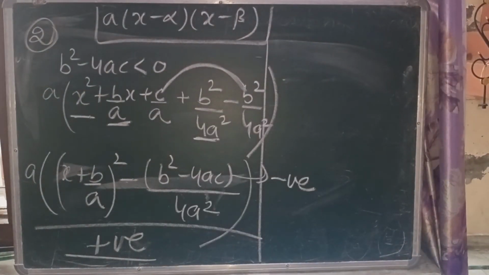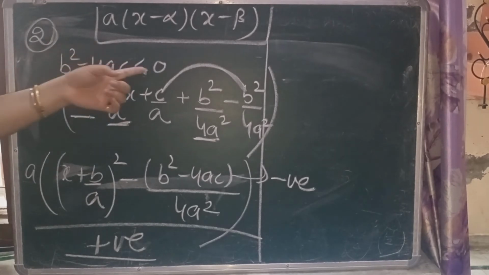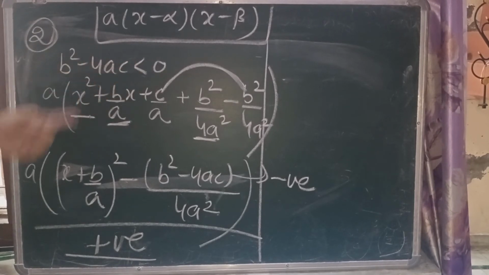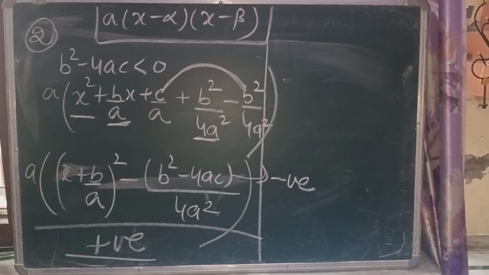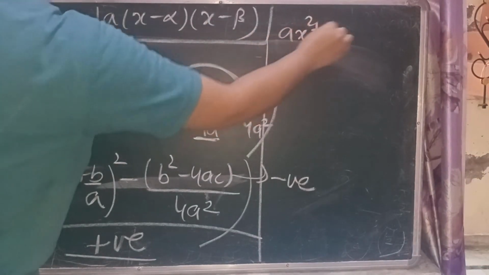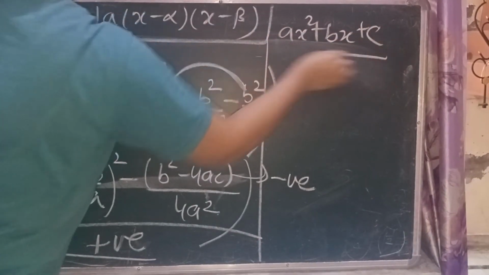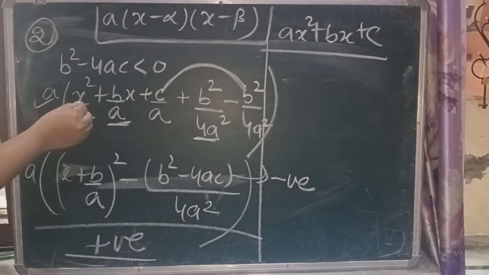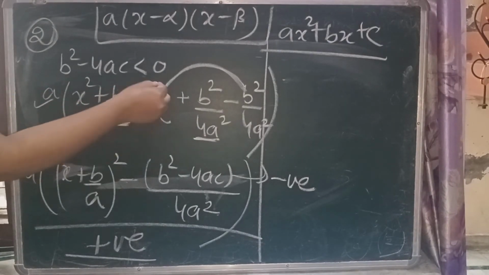Here I have done the second case. The first case was when the discriminant is equal to 0. Now the second case is when the discriminant is less than 0, that means the value of b square minus 4ac is less than 0. In that condition, we have to tell the sign of the given quadratic expression. Our expression was ax square plus bx plus c. What I did, as you can see, is take a common outside, so it was x square plus b upon a x plus c upon a.